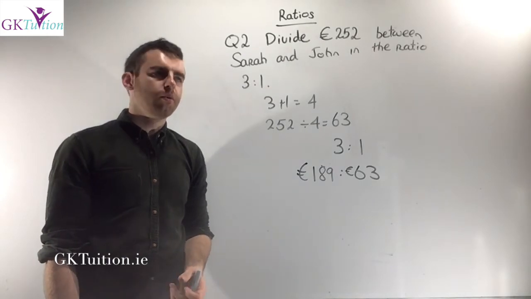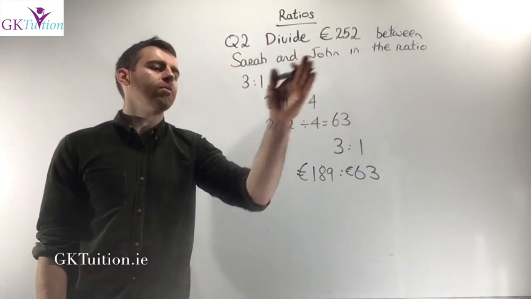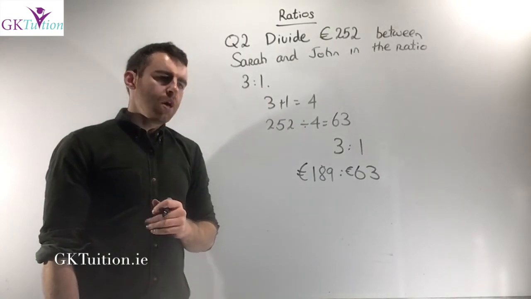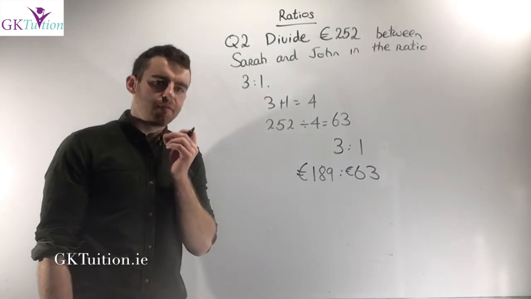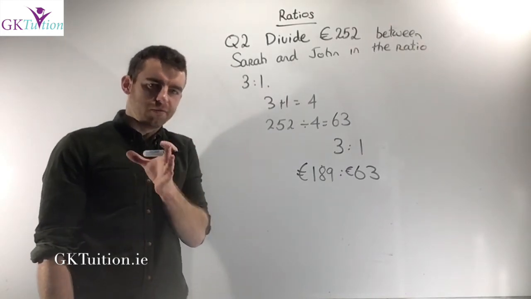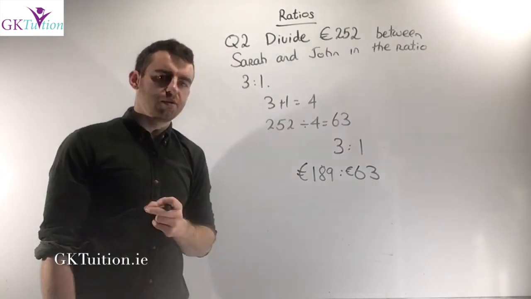In question 2, we were asked to divide €252 between Sarah and John in the ratio of 3 is to 1. So the first thing I would do is I'd just say 3 plus 1 is 4. I have to divide this money into 4. So €252 divided by 4 is €63.